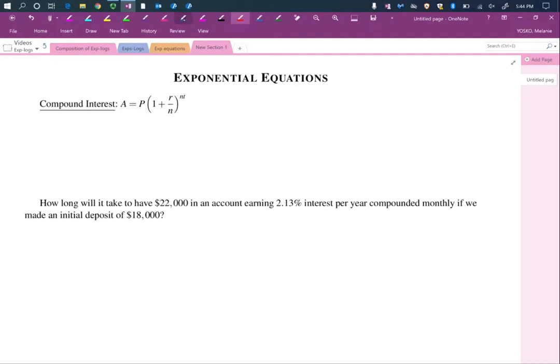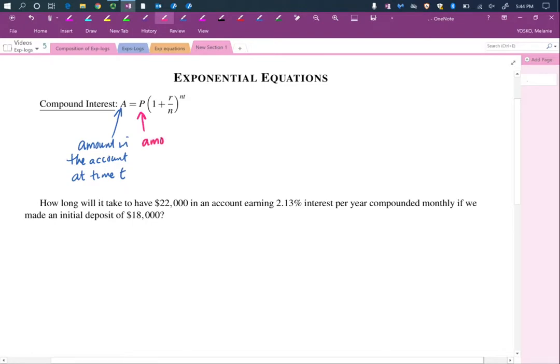So let's talk about what each letter represents. A will be the amount in the account at time t. P is the amount in the account at the beginning. Sometimes we say this is the initial amount. We're talking about compound interest, so we make one deposit and we let it grow. So sometimes you might also say this is like your deposit.